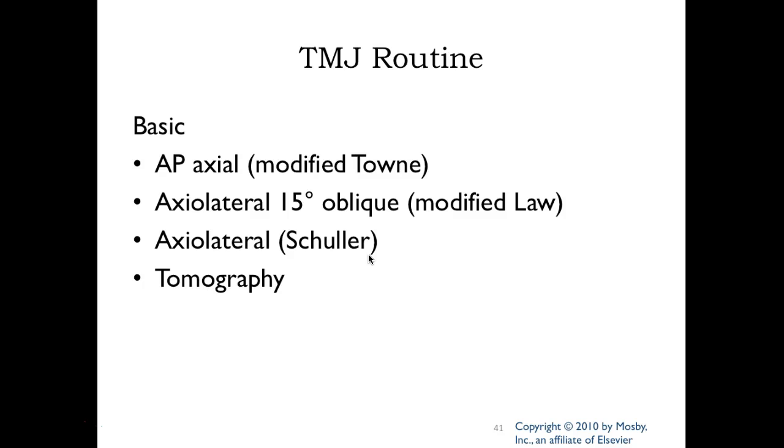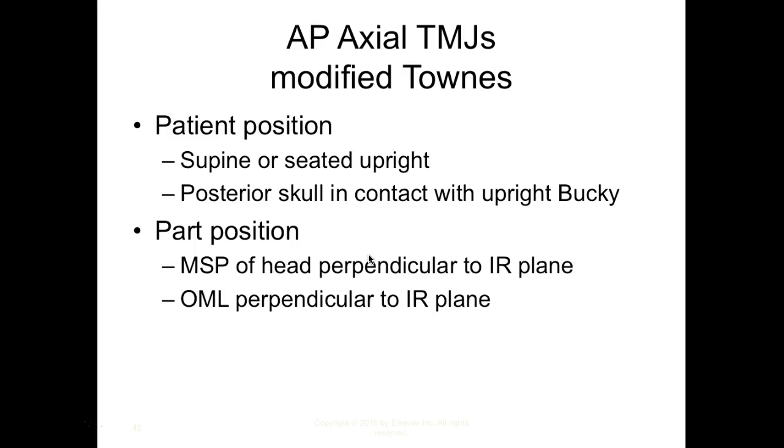Okay, going into your TMJs. A lot of angles with these two. So your basic positions are your axiolateral, which is the modified Townes, and axiolateral 15-degree oblique, which is called the modified Law, and then you have the axiolateral, which is called the Schuller method, and then you have panoramic, which is tomography, basically.